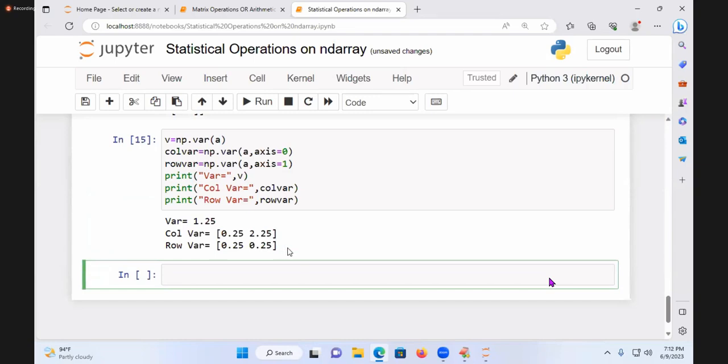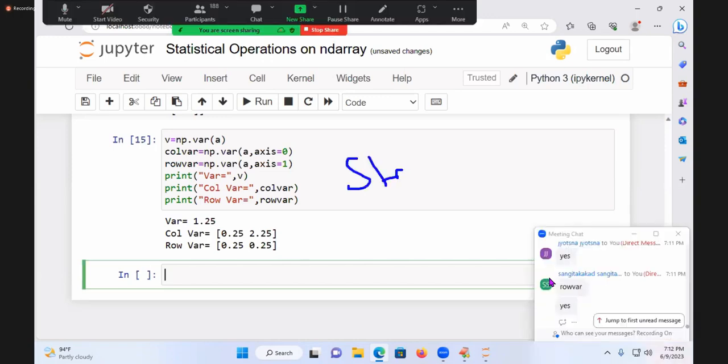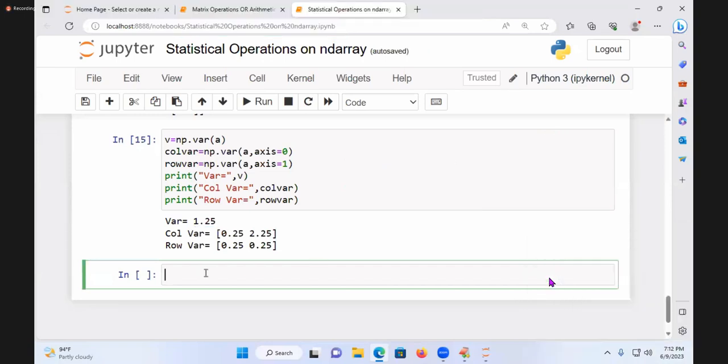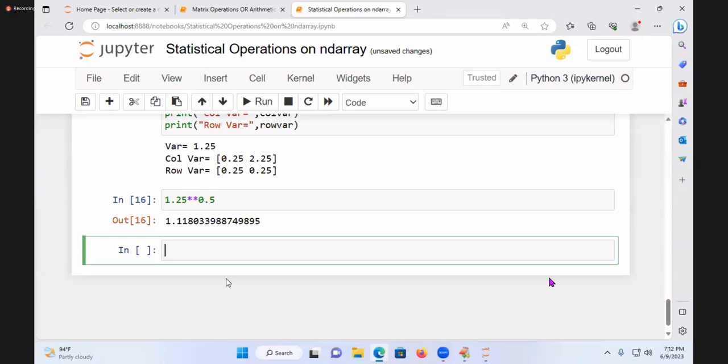This is called variance. What is the standard deviation, sir? Very simple. Square root of variance. What is the square root of 1.25? You can write 1.25 to the power 0.5 also. Remember once, testing. 1.25 star 0.5. See the answer. What is coming? 1.118.